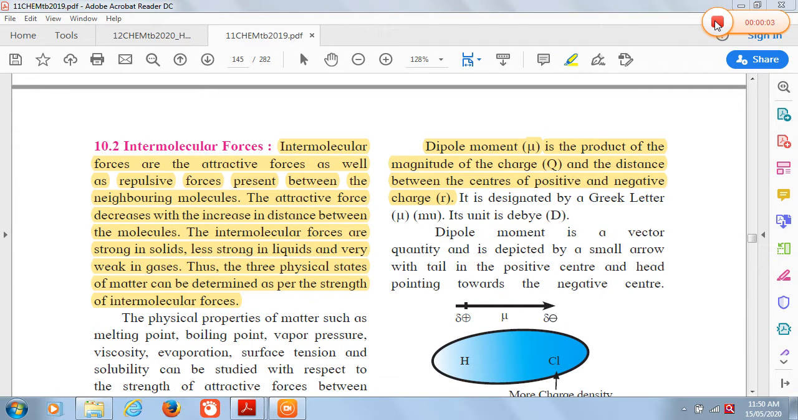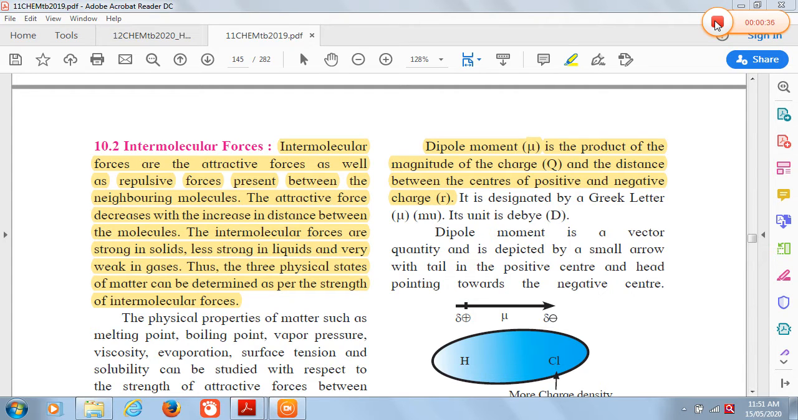Today's topic is states of matter. In this topic, we have to learn about the intermolecular forces. The intermolecular forces are the attractive forces as well as repulsive forces present between neighboring molecules. The attractive forces decrease with increase in the distance between the molecules. So as the distance increases, attractive force decreases because the attraction goes on decreasing.